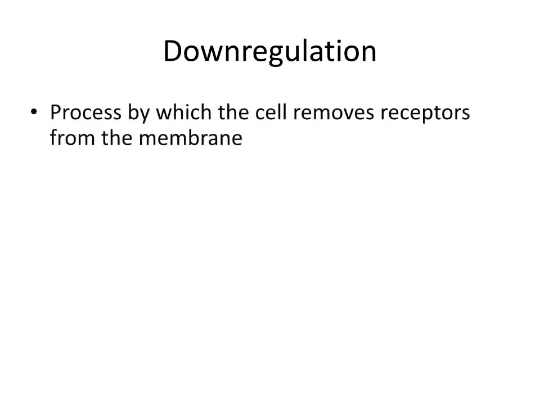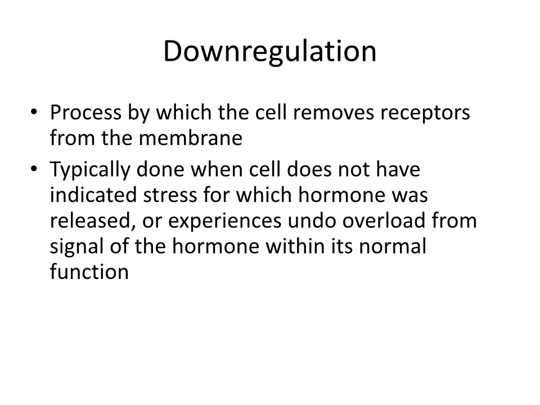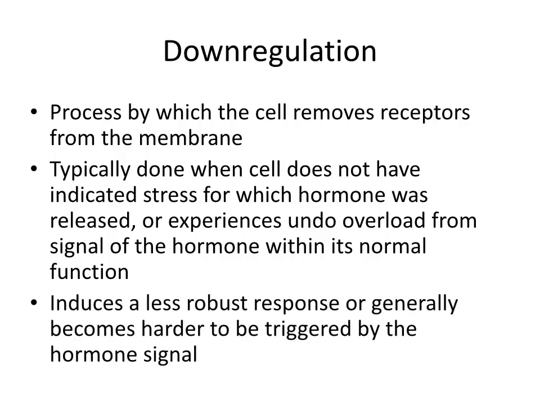Opposite of the upregulation is the downregulation process. In the downregulation process, the cell will remove receptors from the membrane. This is typically done when the cell does not have the indicated stress for which the hormone is being released or has experienced overload from the signal of the hormone within its normal function. Overall, downregulation is an attempt to induce a less robust response or where it can become generally harder to trigger a response by the hormonal signal.